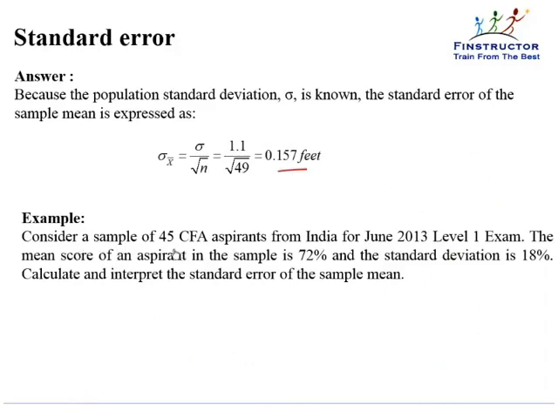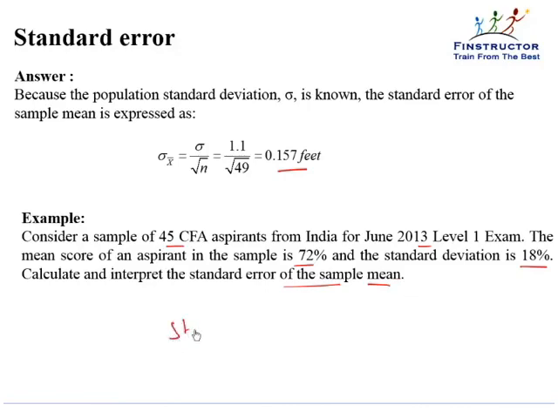Consider a sample of 45 CFA aspirants from India for June 2013 level 1 exam. The mean score of an aspirant in the sample is 72% and the standard deviation is 18%. Calculate and interpret the standard error of the sample mean. So the only problem in this case is that the population standard deviation is not given. If the population standard deviation was given, this would have been exactly the same question as the previous one.